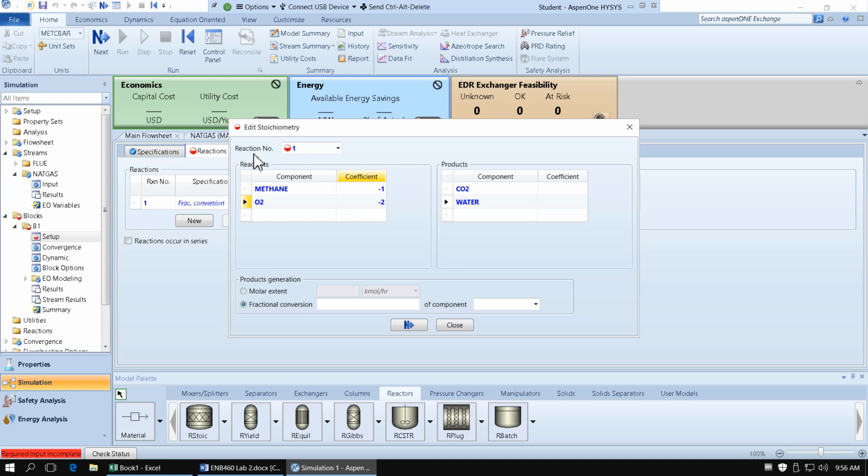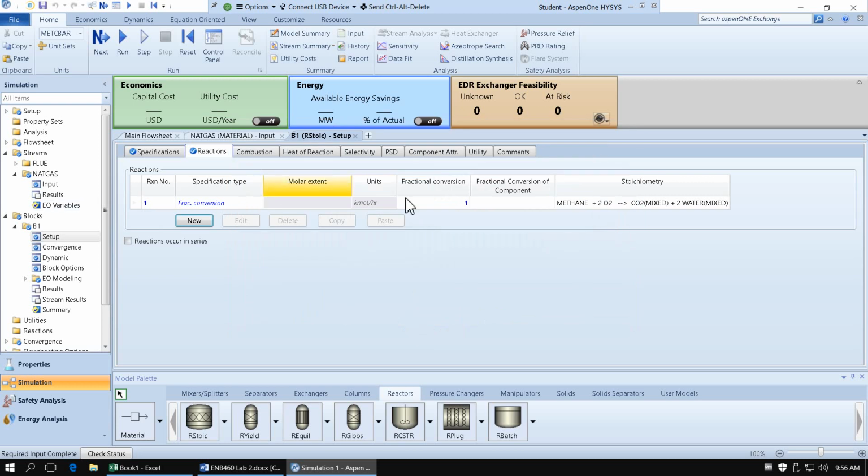You'll notice that for reactants, the coefficient is negative, because these components are being consumed. And conversely, for products, it will be positive: 1, 2. Then here we have products generation, either molar extent or fractional conversion. For this exercise, we'll stick to fractional conversion and put 1, which is 100% conversion of component methane, because we want to model a complete combustion of the natural gas fuel. Then we click on next.